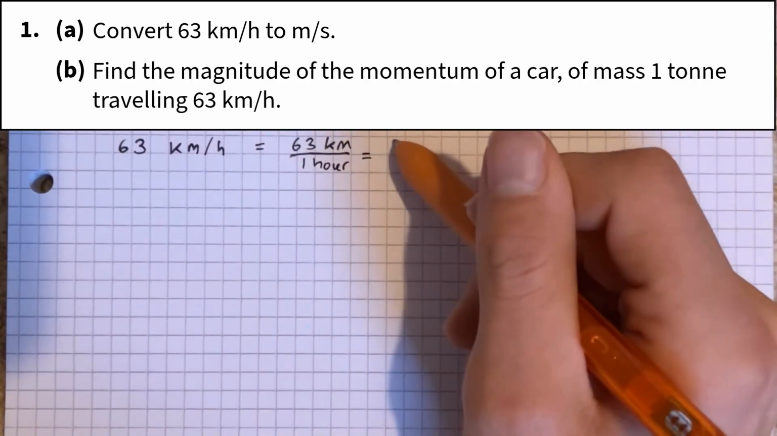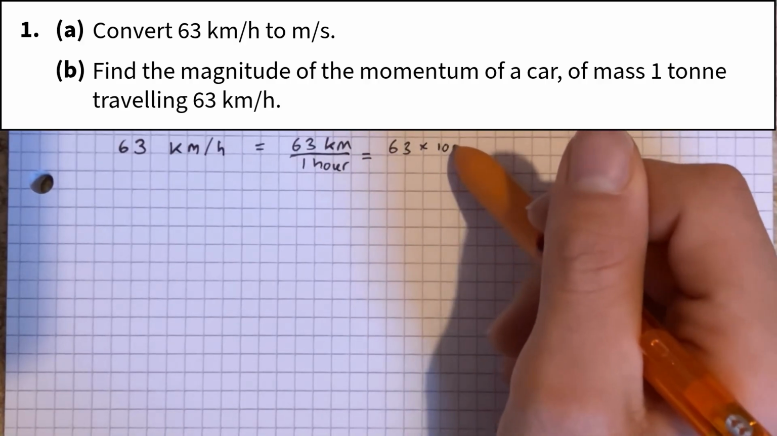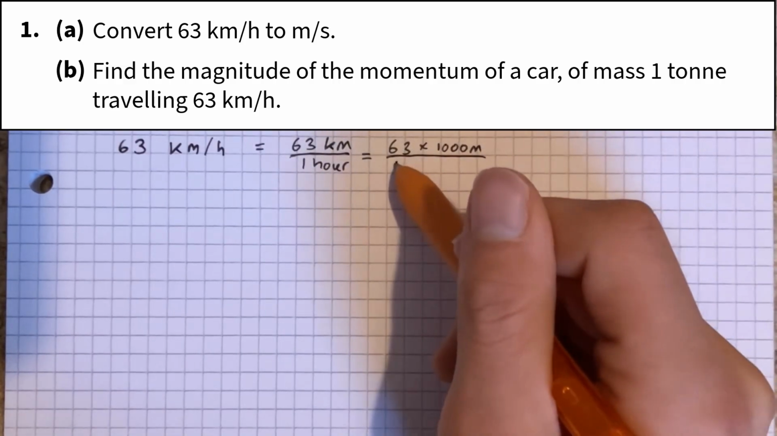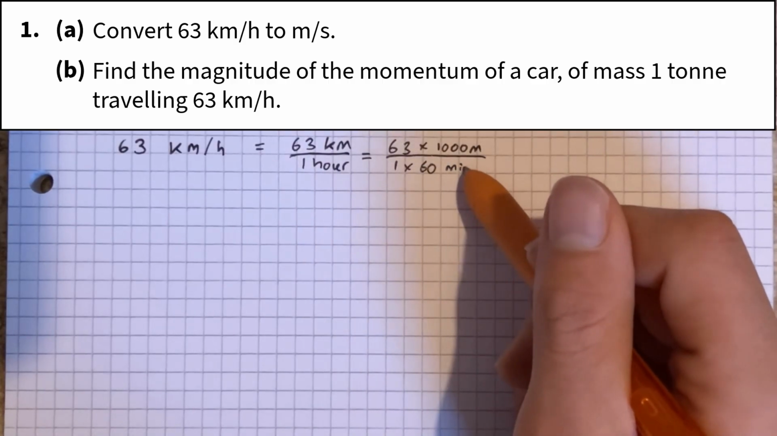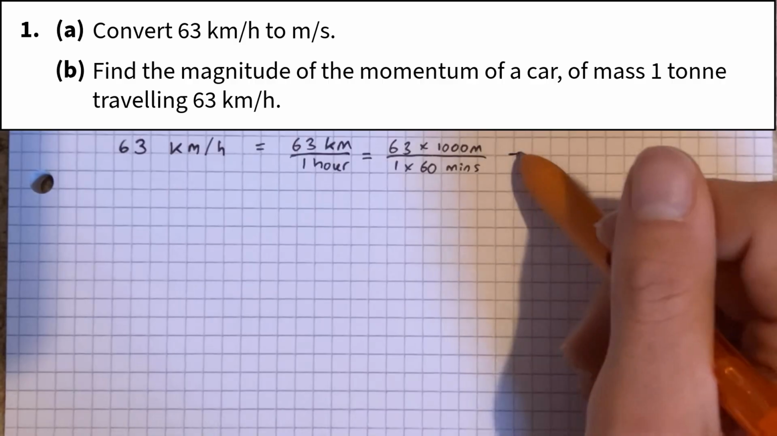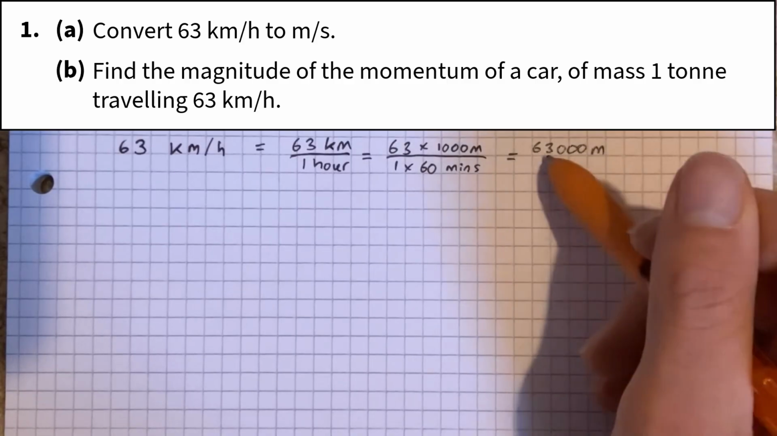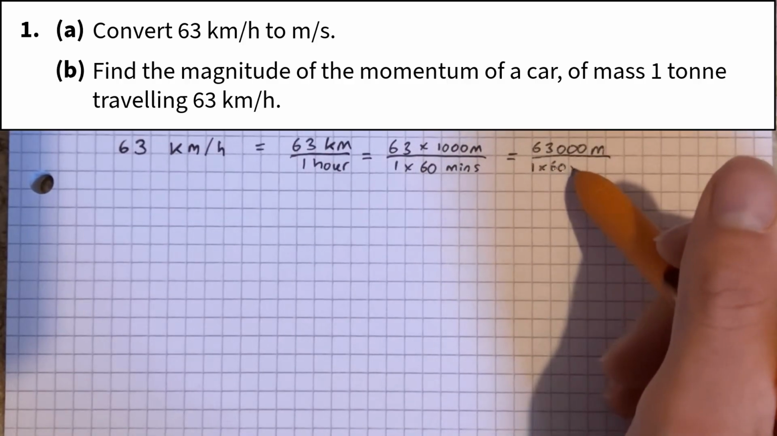Now 63 kilometers is the same as 63,000 meters, because there are 1,000 meters in a kilometer. And 1 hour is the same as 1 times 60 minutes. I can then go further and say that 1 hour is 60 minutes, which is also the same as 60 times 60 seconds.